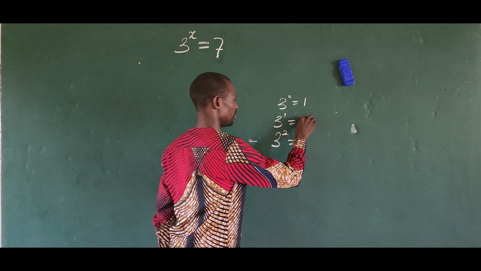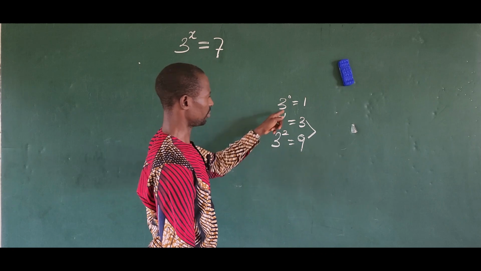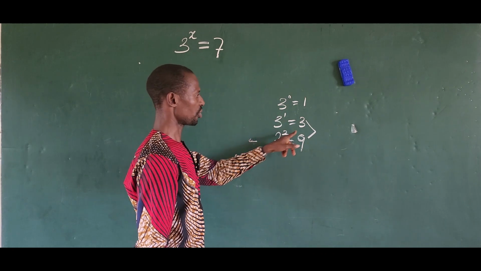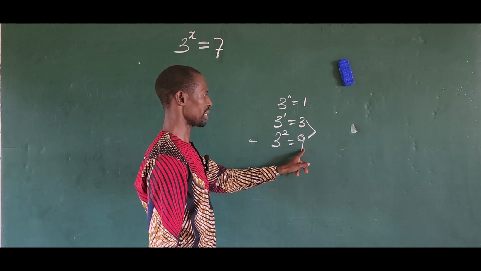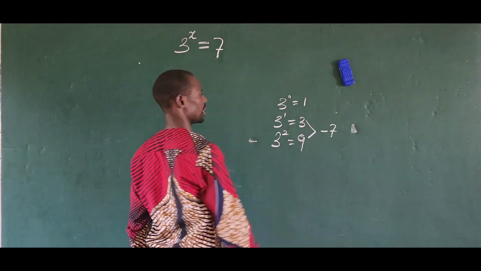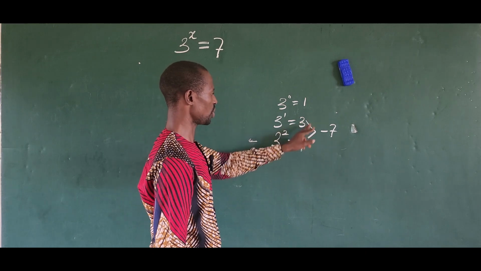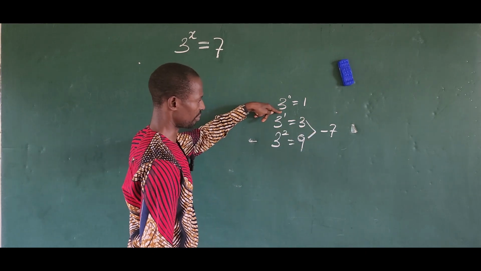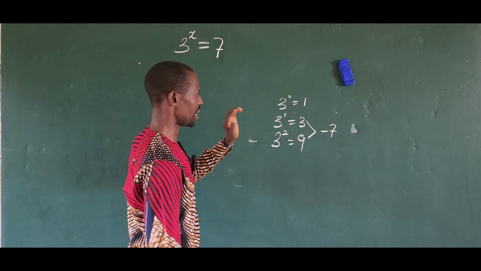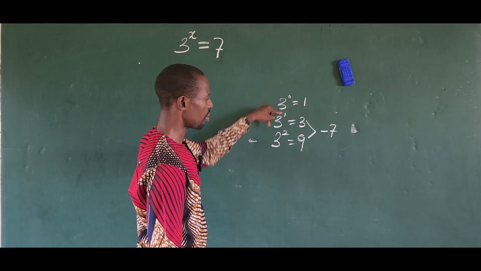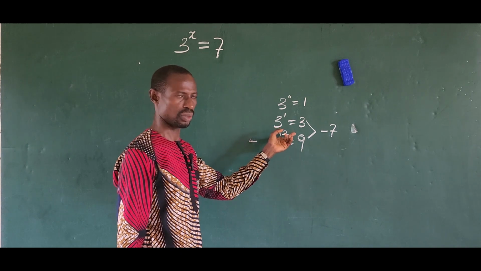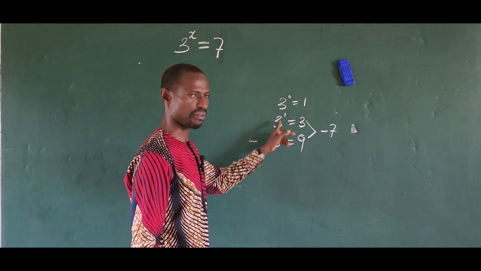So we are having 7 between 3 and 9. Because here we have 3 to the power of 1, and we have 3 to the power of 2. And so between 3 and 9, that's where our 7 lies, right? So if our 7 is between 3 and 9, and on the power we have between 1 and 2, we are expected to have our answer as 1 point something, because it cannot get to 2. So it will give us 1 and some fractions.